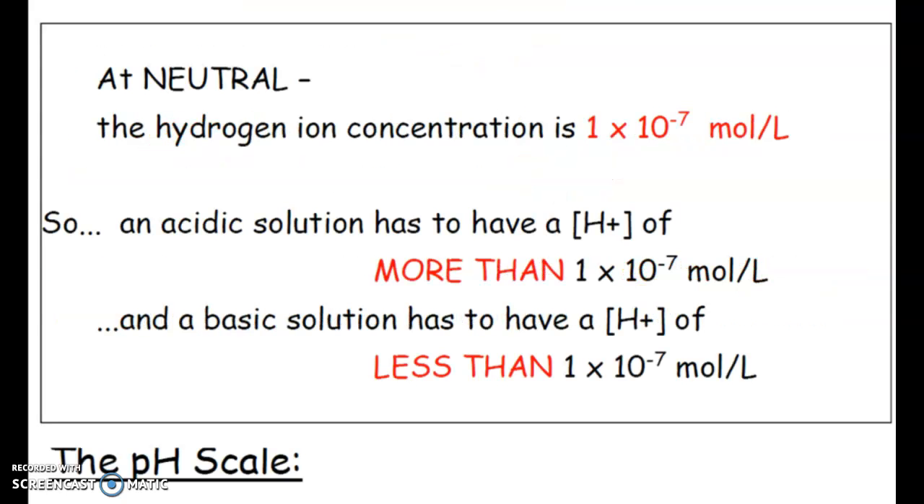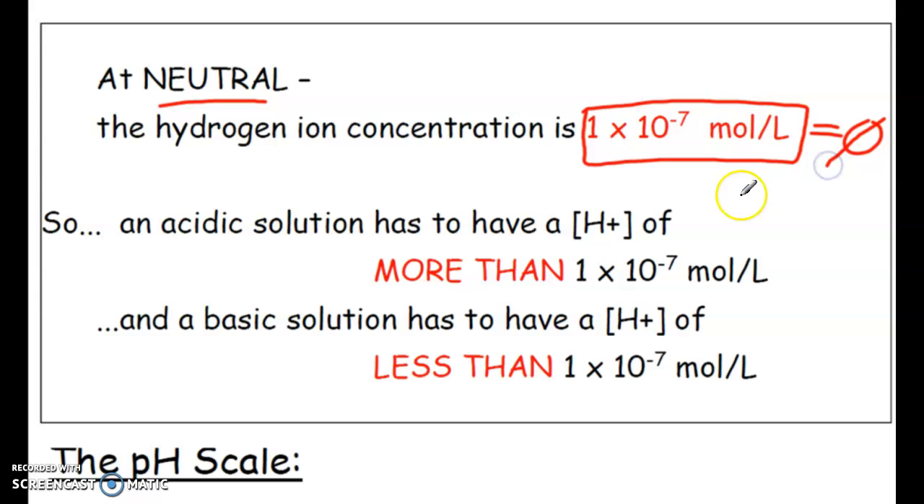So here are some numbers. When we have a neutral solution, the hydrogen ion concentration is 1 × 10⁻⁷ moles per liter. As we mentioned, the higher the concentration of hydrogen ions, the more acidic. This is considered neutral, so it's not an acid or a base. For it to be acidic, it would need a higher concentration than neutral. And if it's basic, it should have a lower concentration than the neutral number.